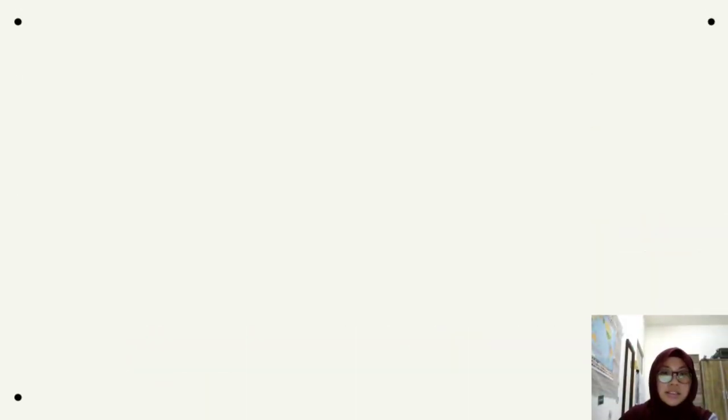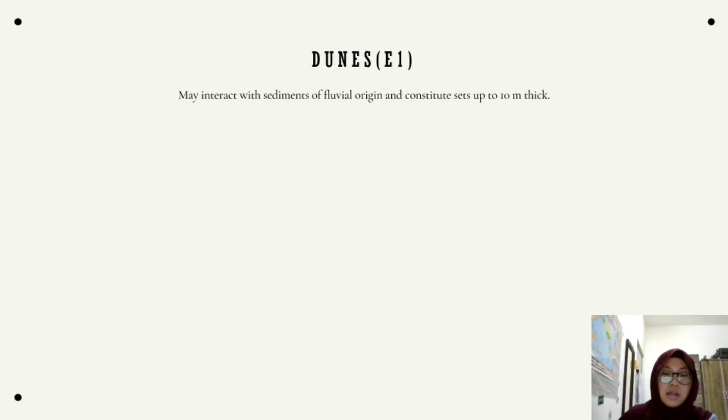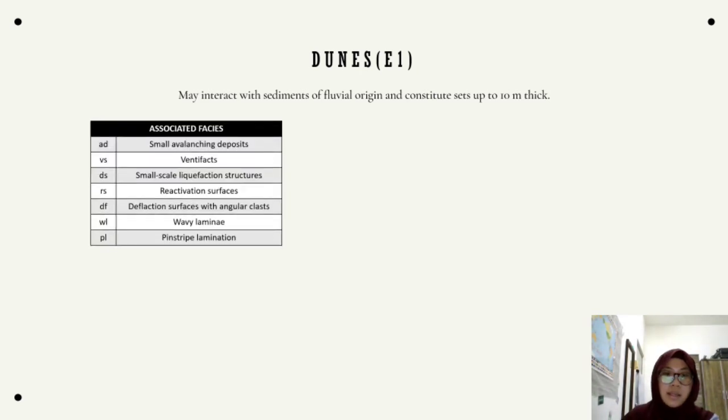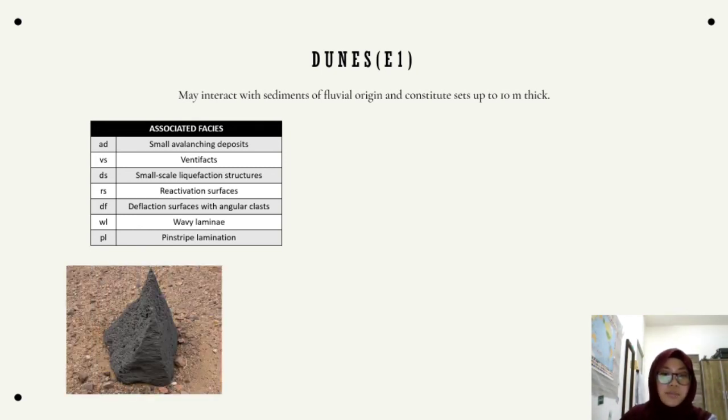The first architectural element for Aeolian is dune. Dunes may interact with sediments of fluvial origin and constitute sets up to 10 meters thick. Okay, this table shows the associated facies in dune. There are 7 associated facies. The first one is AD, small avalanching deposits. The second one is ventifact, VS, as shown in the picture here.